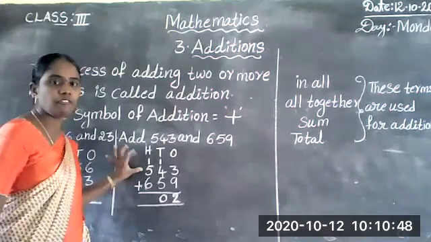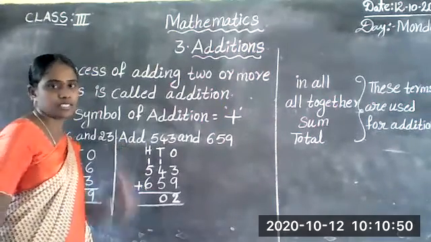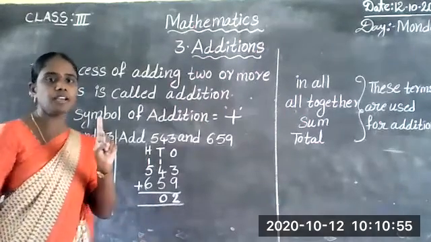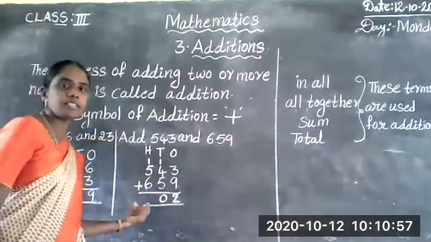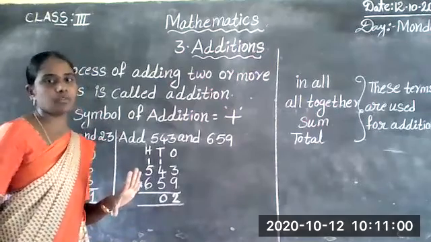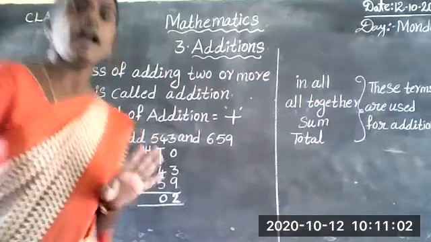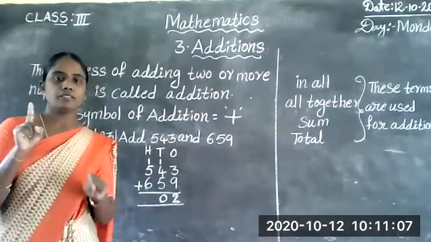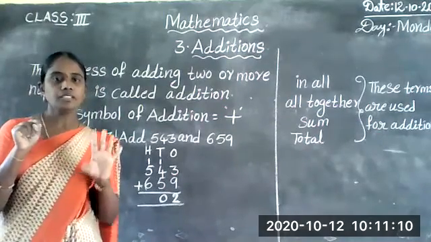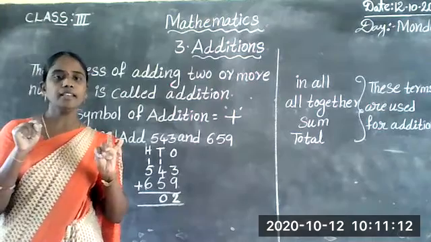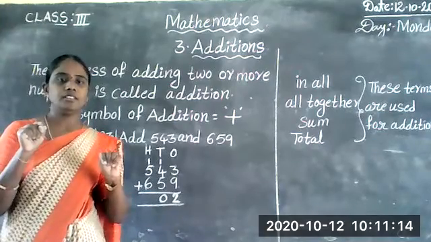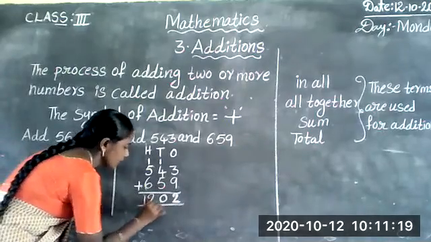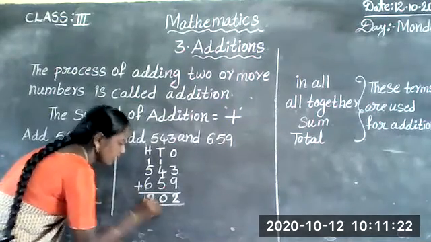We see 5, 1, 6. 5 plus 1 is 6. Then 6 plus 6: 6 after 6 count, 7, 8, 9, 10, 11, 12. What is the answer? 12. Write 12 in hundreds place.